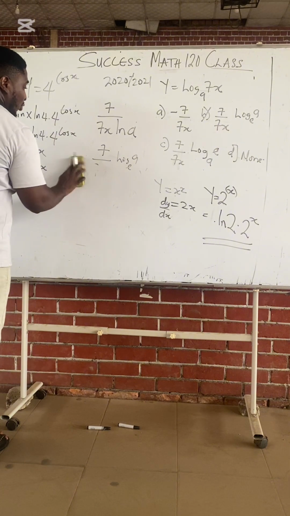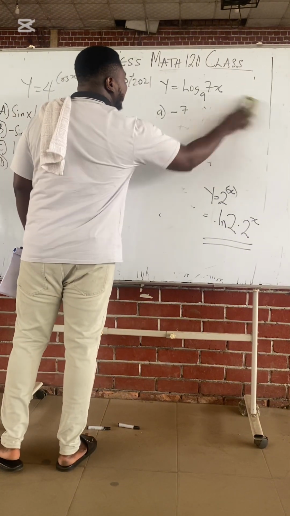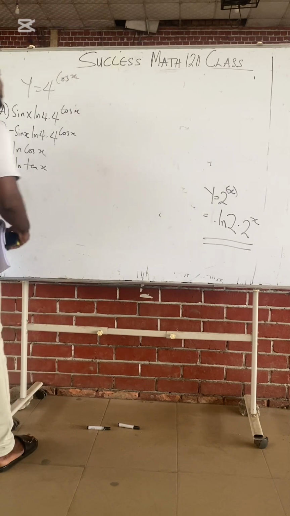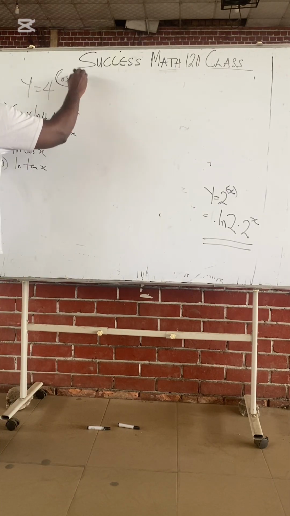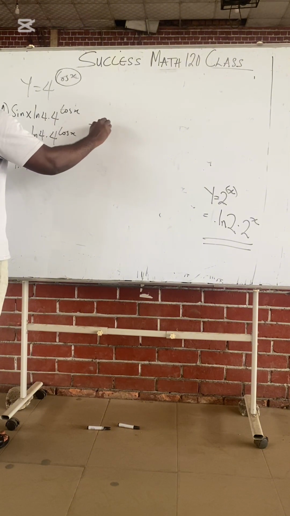B. Good. Someone has seen it. Class, what did you first do? First, differentiate your power, cos x. What will you have? Differentiate cos x, what do you have? Minus sin x.